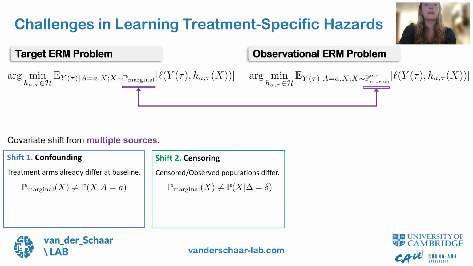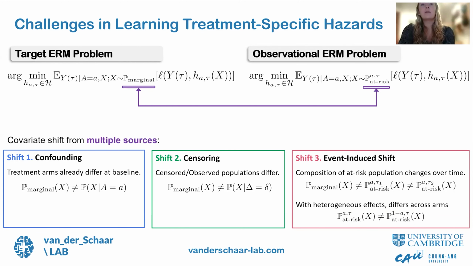But even if we don't have confounding, so in a clinical trial, for example, we may have censoring. And if censoring depends on covariates, then the censored and the observed populations will start to differ over time. So for example, if older individuals are censored earlier, the population will become younger over time. But even if there's no censoring and no confounding, we can have something that we would term event-induced shift. So the composition of the at-risk population changes over time if the hazard depends on covariates. Again, using the example of age, if older individuals have their events earlier, then of course, over time, there will be fewer older individuals in the population.